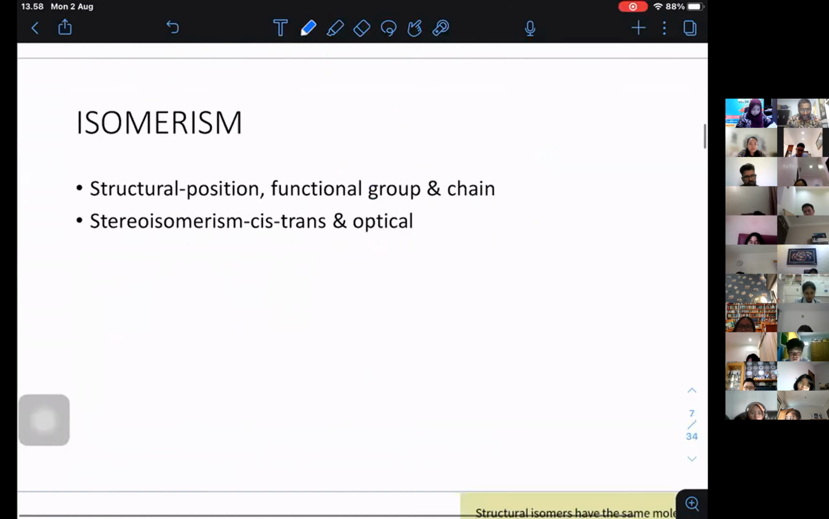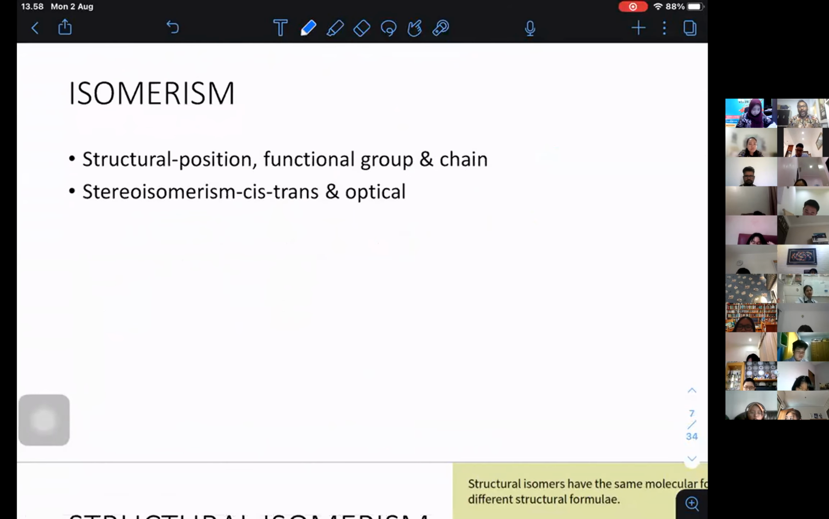Now let's move on to isomerism. Isomerism is going to be divided into 2: structural and stereoisomerism. Under structural isomerism, we have 3: position, functional group, and chain isomerism. Under stereoisomerism, we have cis and trans, and optical isomerism. So let's go on and find out what structural isomerism is.